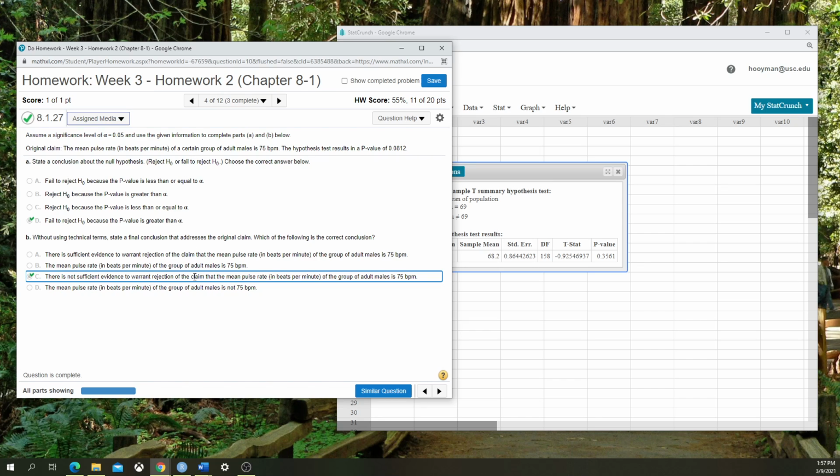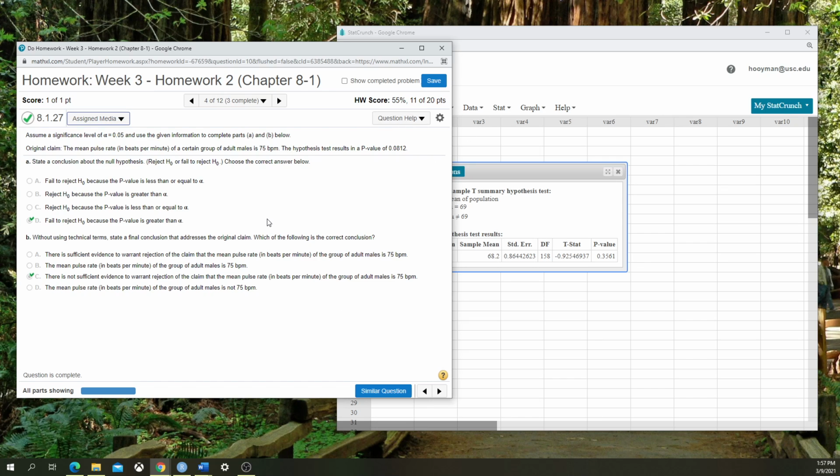We're basically looking for how this language is reflecting this kind of term here, that the mean pulse rate of the group of adult males, so it can't reject our null hypothesis that the adult male's mean heart rate is 75. That's essentially what this is saying here, just in very long verbiage. If I were writing this up, I would probably say it a little bit differently, but what are you going to do?